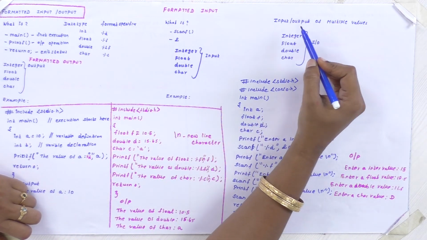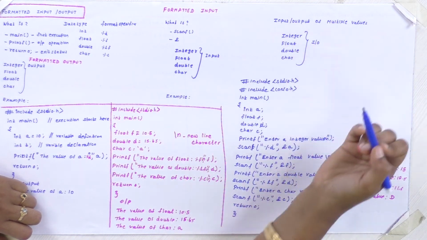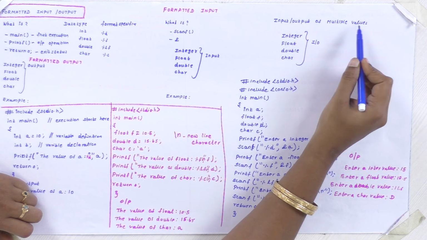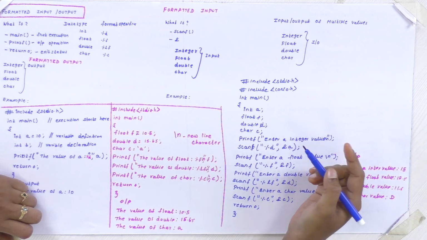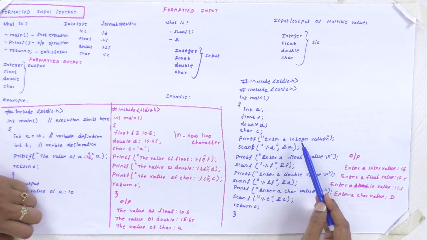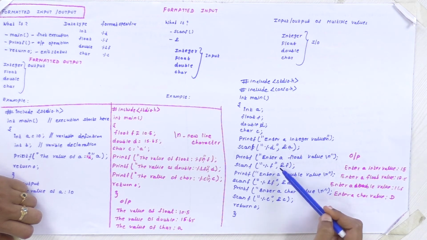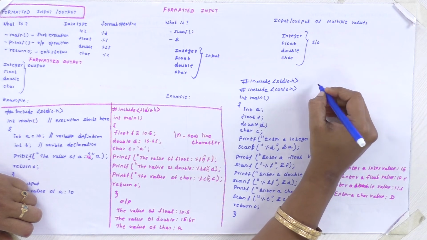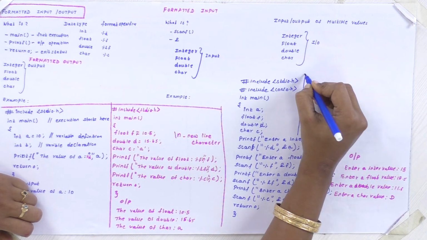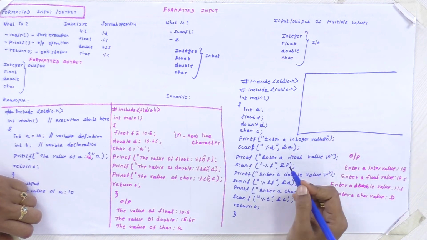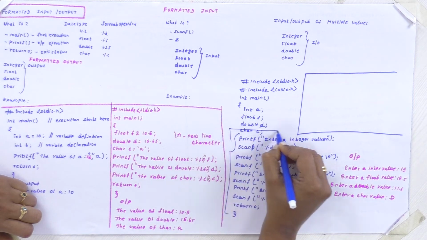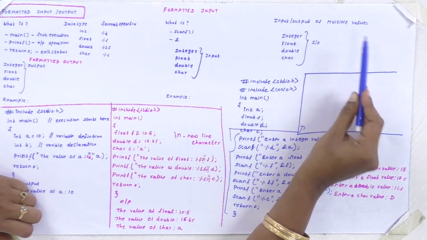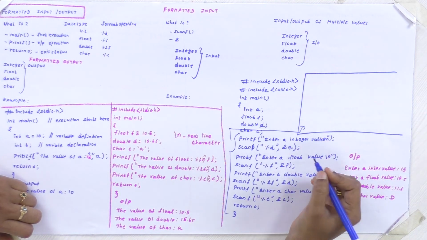Next topic, I am going to see about multiple values. I am going to discuss how to give multiple values in a single scanf function. Here we are using a different scanf function for each and every value, so it takes multiple statements. For reducing this into a single statement, I am going to use input and output of multiple values in a single statement.